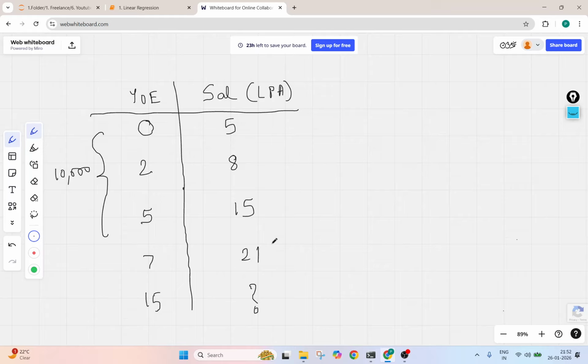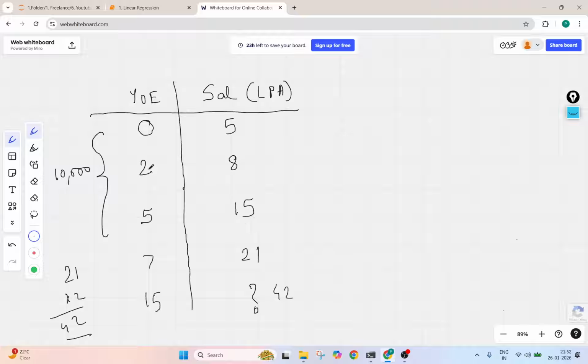All right, great that you have tried. One thing we can say is, for 7 years of experience we are getting 21. So for 15 years of experience, which is roughly twice the years of experience, we should get twice the salary. That is 21 into 2, which gives 42. So it should be 42 LPA. But is this method very correct?